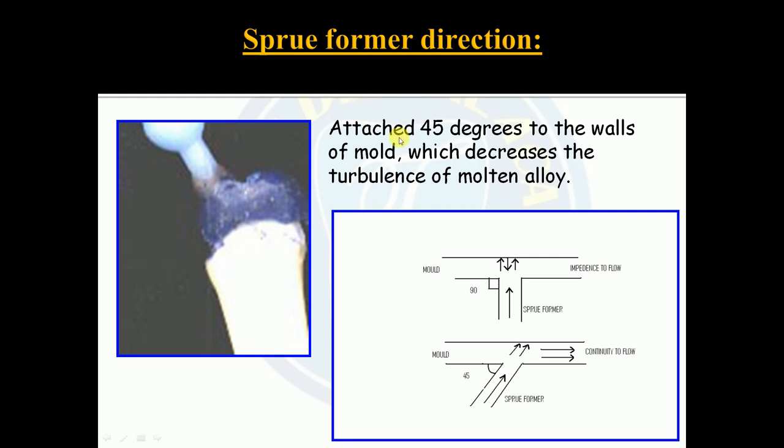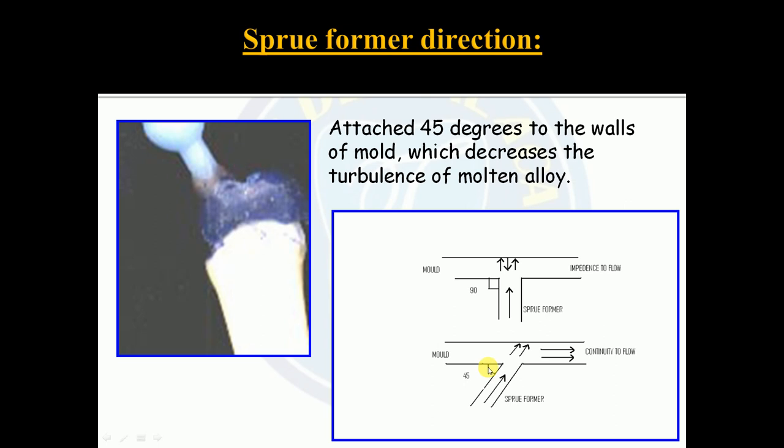So very important question, sprue former direction, very very important. It is attached at 45 degrees to the walls of the mold, which decreases the turbulence of the molten metal. See, this is your mold cavity. So where you have to attach the sprue, can you see this? It is attached at 45 degrees. When you attach it like this, it is at a right angle, that is 90 degrees. But you have to attach the sprue former at a 45 degree angle to the mold. So this is your mold. Where you have to attach the sprue former, it is attached at a 45 degree angle. This angle makes it 45.